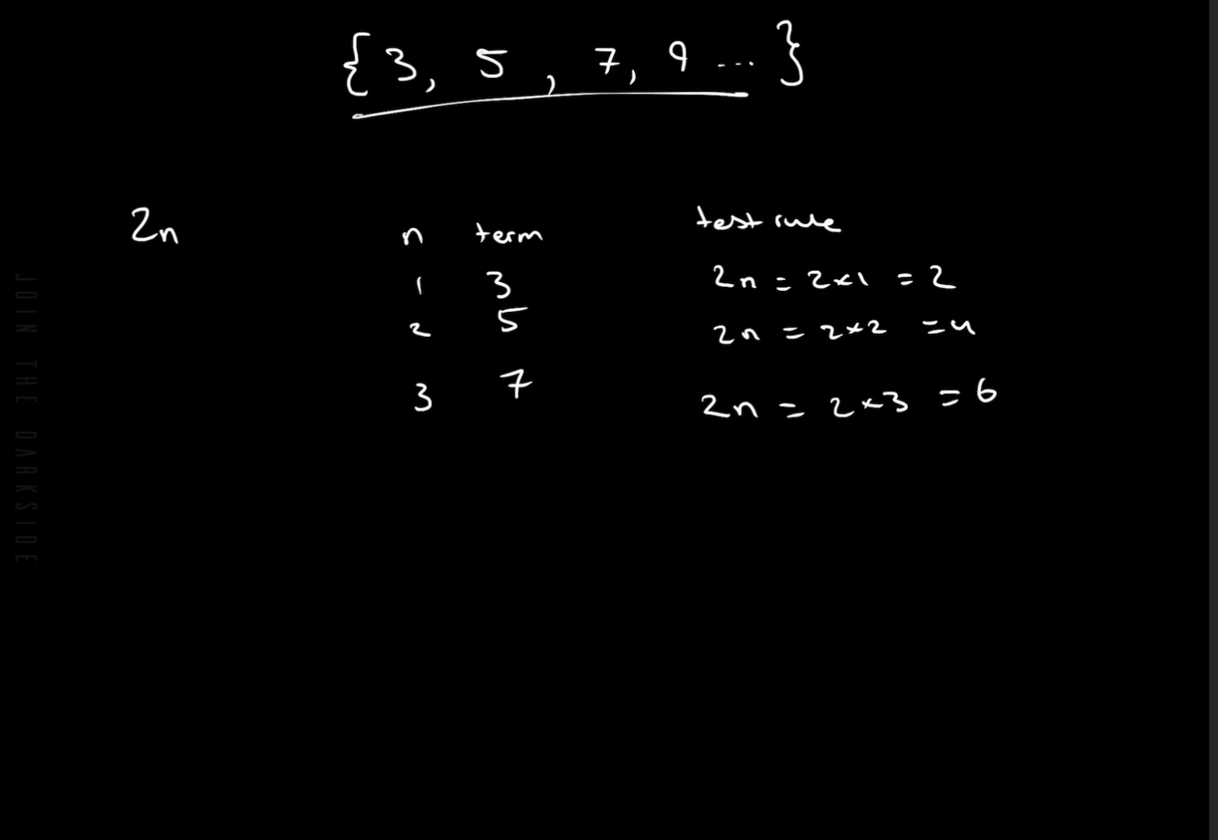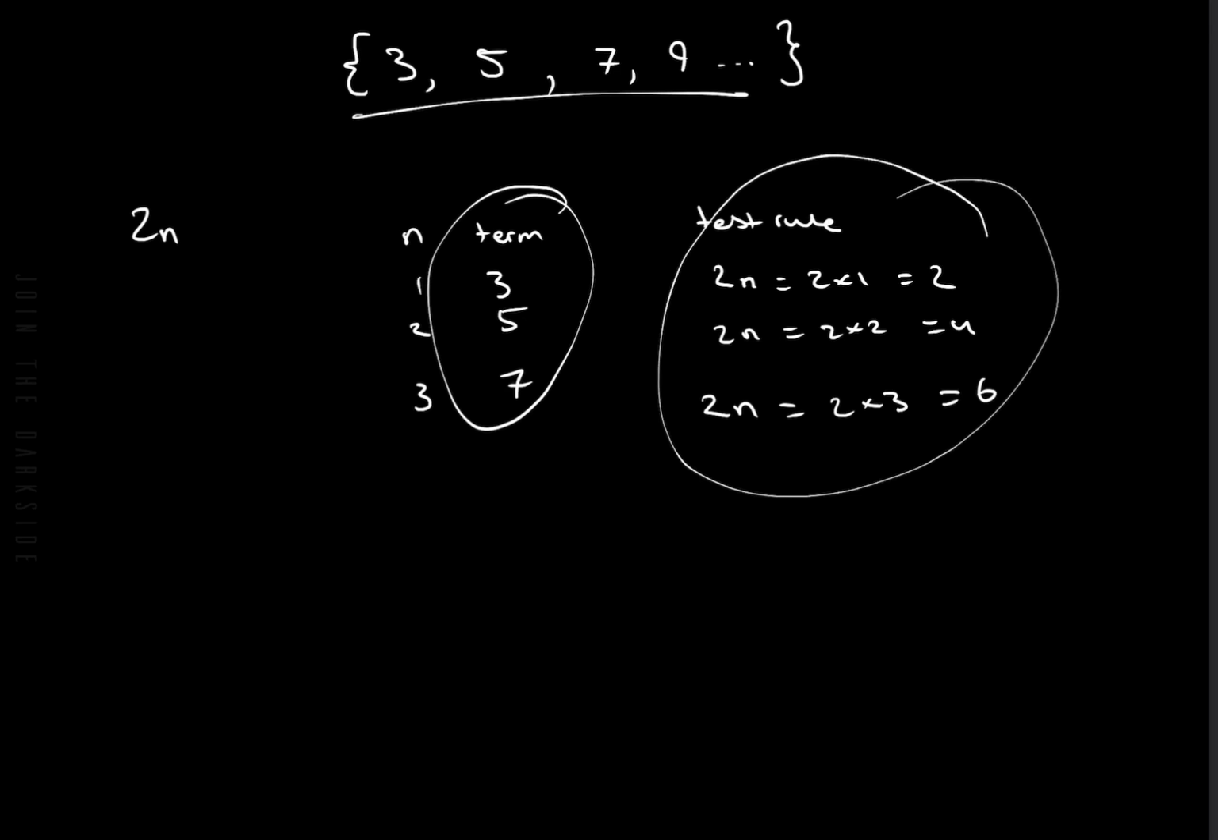So this is telling us that 2n is not the nth term of our sequence, because if we check here, our terms are here, but the terms of 2n are here. So what can it be? We have 3, 5, 7 and 2, 4, 6, so we've got our 2n because they multiply by 2 every single time. But what is our nth term?